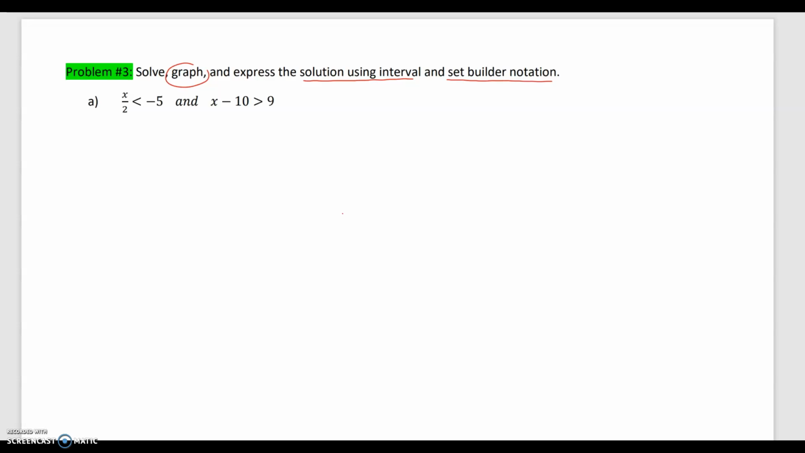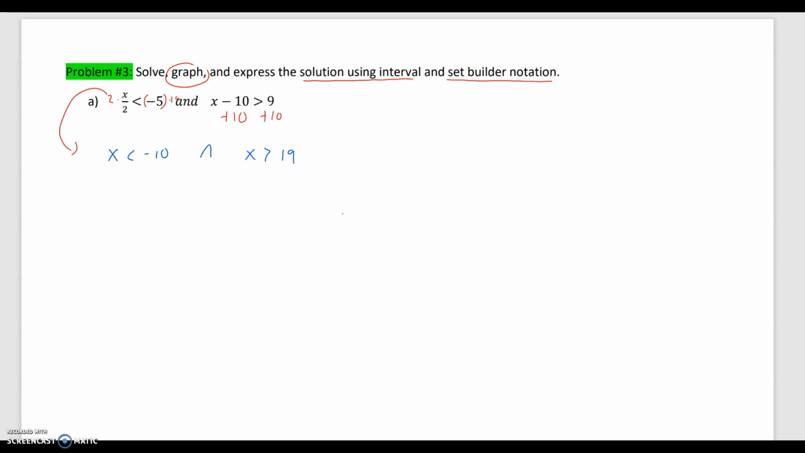Okay, so let me just start by multiplying by 2 and technically by 2. And also we're going to be adding the 10. So adding the 10. And this is going to give us x is less than negative 10 intersection of x is greater than 19. Now keep in mind that we're multiplying by 2, so we end up with a negative value on the right hand side, but we're now multiplying by a negative, so we don't flip the inequality. We're adding 10, so that's going to give us 19.